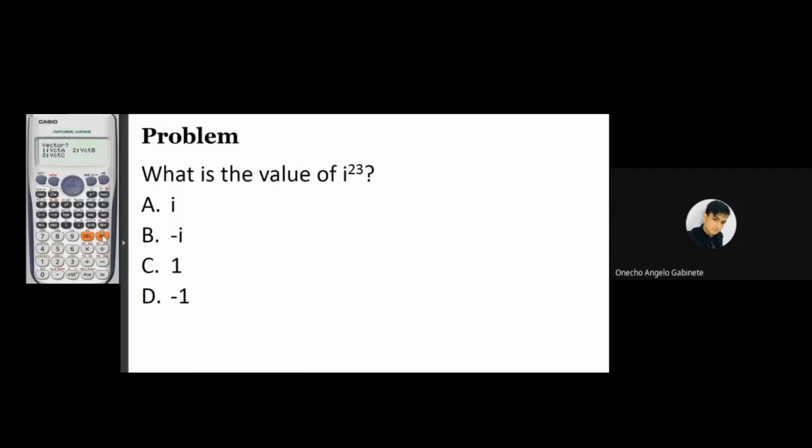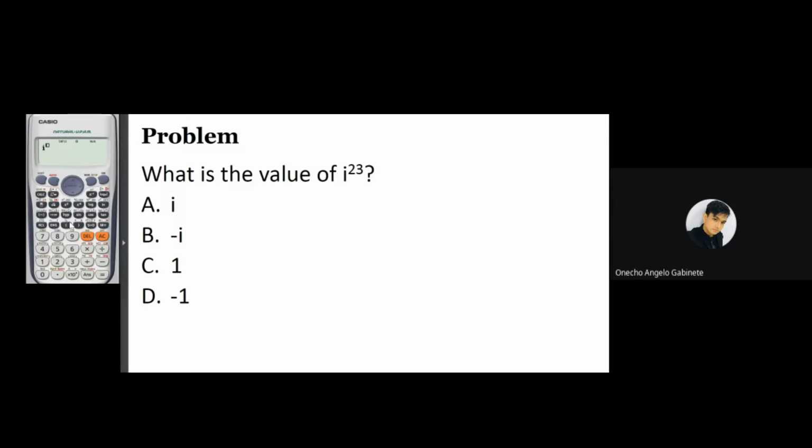Okay, so mag-example na po tayo para sa ating complex numbers. So, i-clear ko po muna. And then, of course, if we are dealing with complex numbers, kailangan po naka-mode 2 ka para complex. So, number 1, what is the value of I raised to 23? Kapag ka po naka-mode complex ka na, mapapalabas mo po yung I symbol sa taas po ng button na E and G. Kulay violet po.